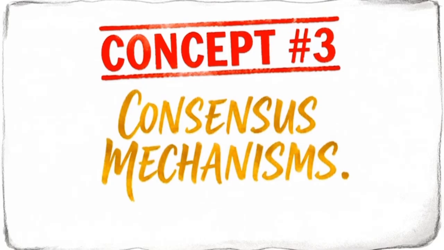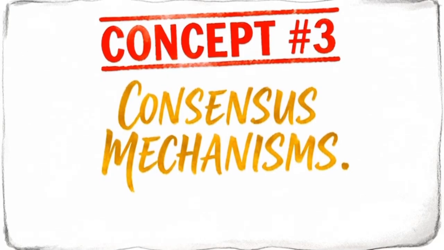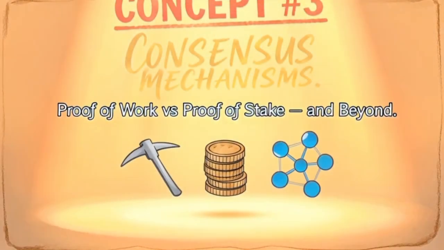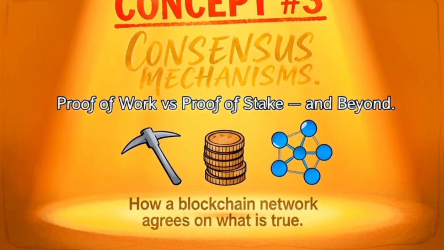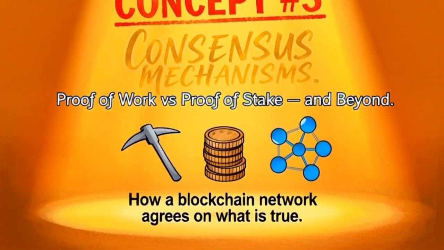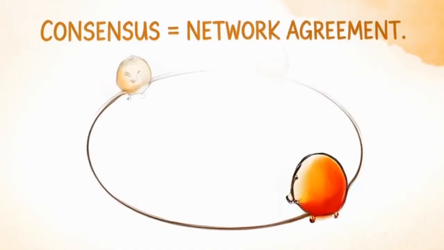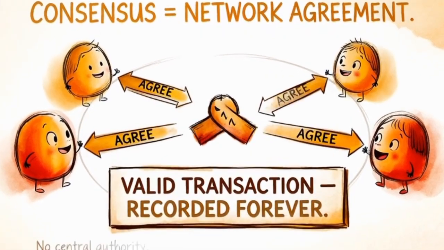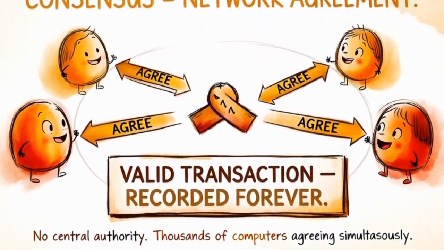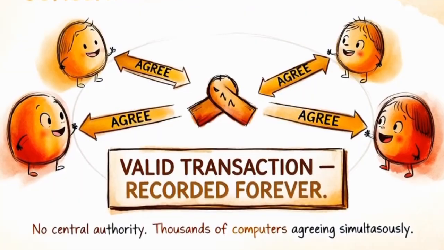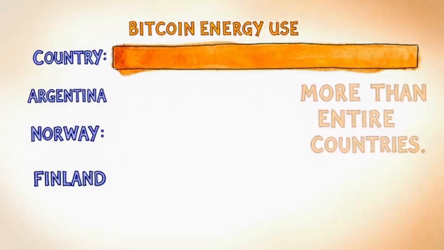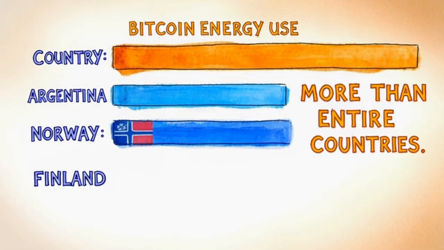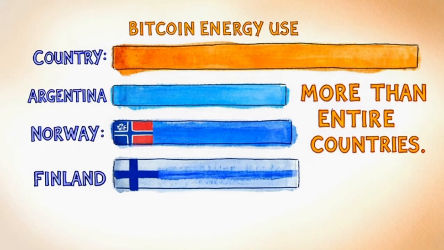Concept 3. Consensus mechanisms, proof of work versus proof of stake, and beyond. A consensus mechanism is how a blockchain network agrees on which transactions are valid. Bitcoin uses proof of work. Miners compete to solve complex mathematical puzzles. The winner adds the next block and receives newly minted Bitcoin as a reward. It's energy intensive. Bitcoin consumes more electricity than many small countries, but it's also the most battle-tested security model in the entire industry.